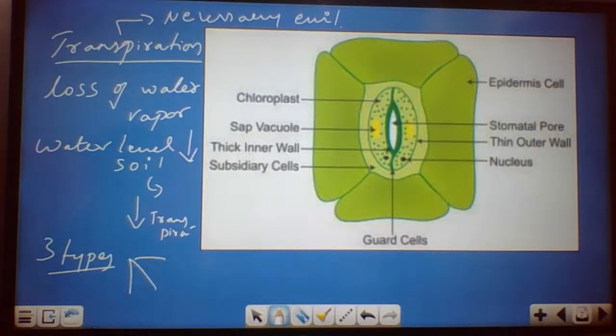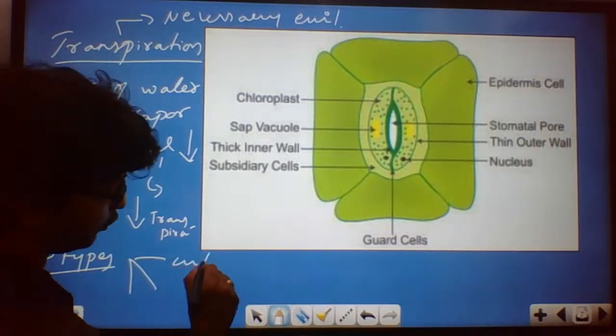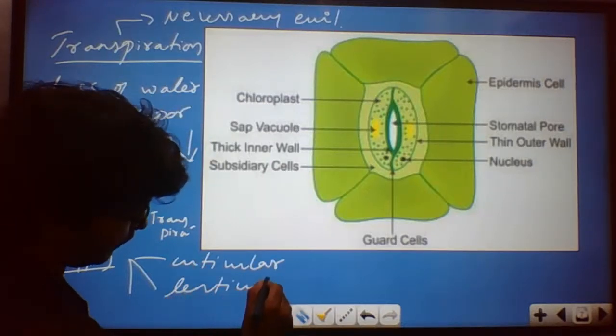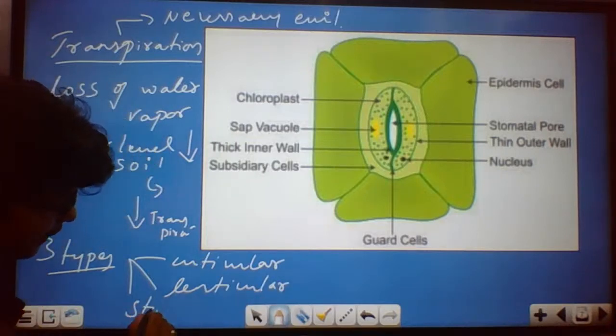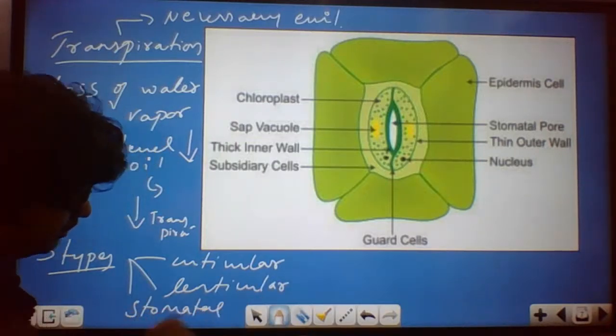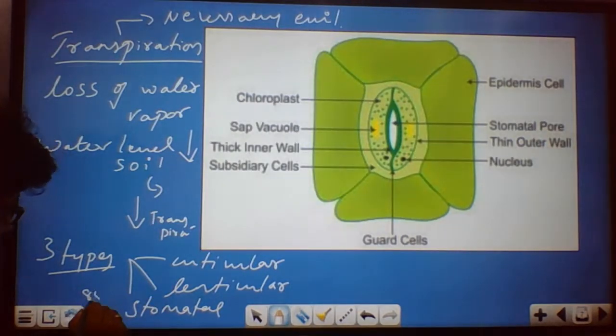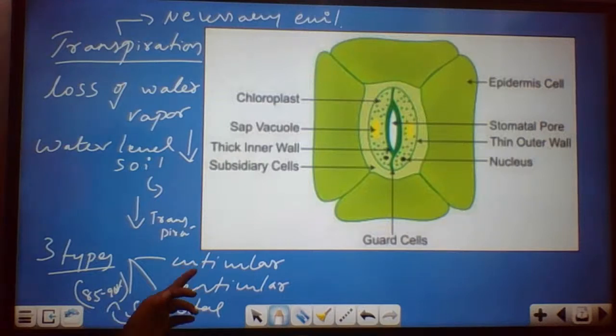Cuticular transpiration, lenticular transpiration, and stomatal transpiration. As of now, we usually think the transpiration takes place only by means of stomata, right? But there are other types of transpiration. The majority of transpiration, 85 to 90 percent, takes place by means of stomata. The remaining takes place by means of the cuticle and the lenticels.